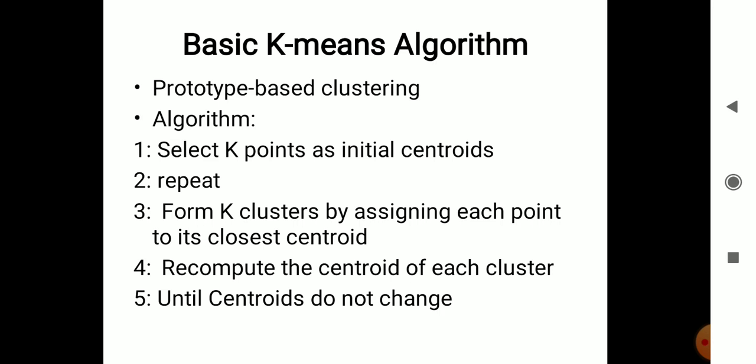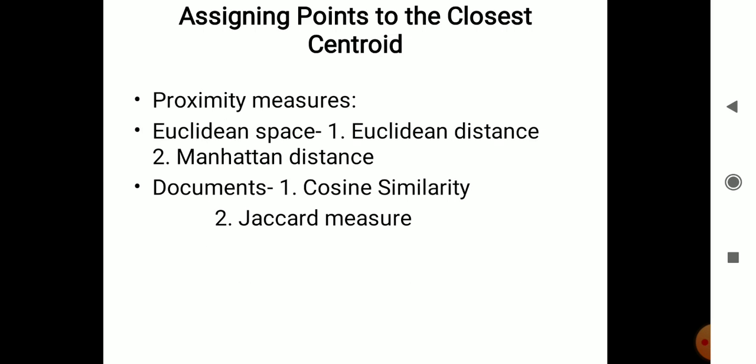And the same thing is discussed here in the algorithm. Initially the first step is to select k points as initial centroids, and the process must be repeated until the centroids do not change. The process is you need to form the k clusters by assigning each point to its closest centroid, and you need to recompute the centroid every time a point is assigned to the cluster. This is the algorithm for basic k-means.